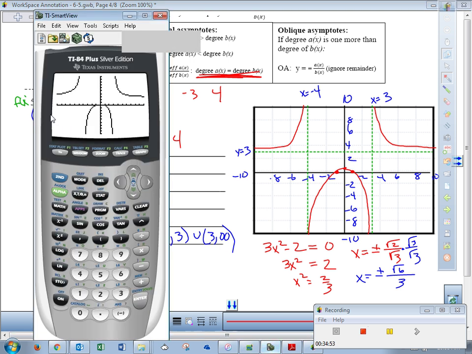Again, calculator helps me see this. Good stuff right here, baby. Good stuff.